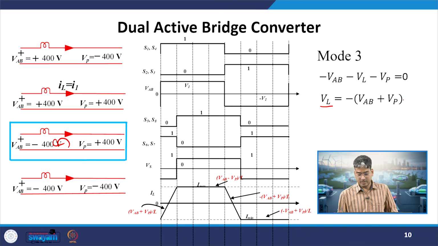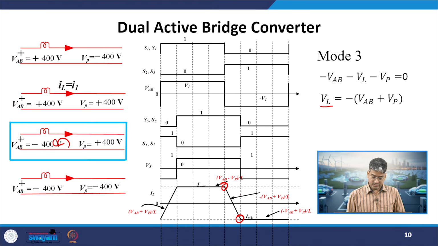So, minus VL will be equal to minus of VAB plus the reflected second side voltage. So, in this case it is equal to minus of 400 plus 400. So, 800 volts will be applied across this. So, it will be experiencing minus 800 volts. So, the current will start decreasing in the mode 3.